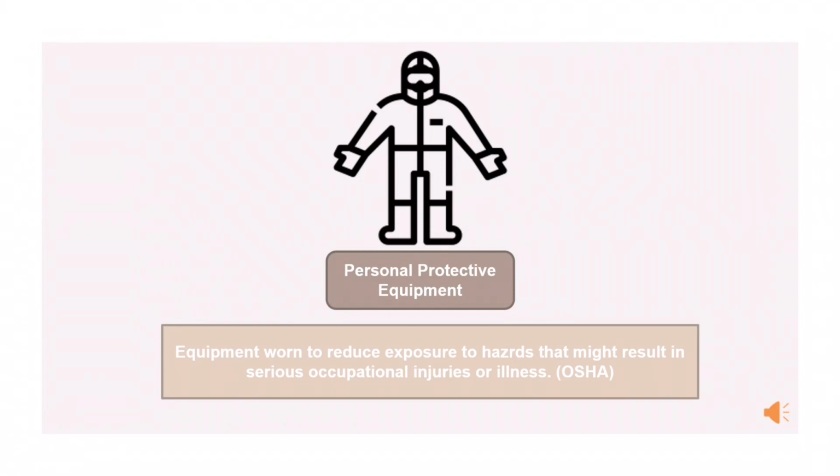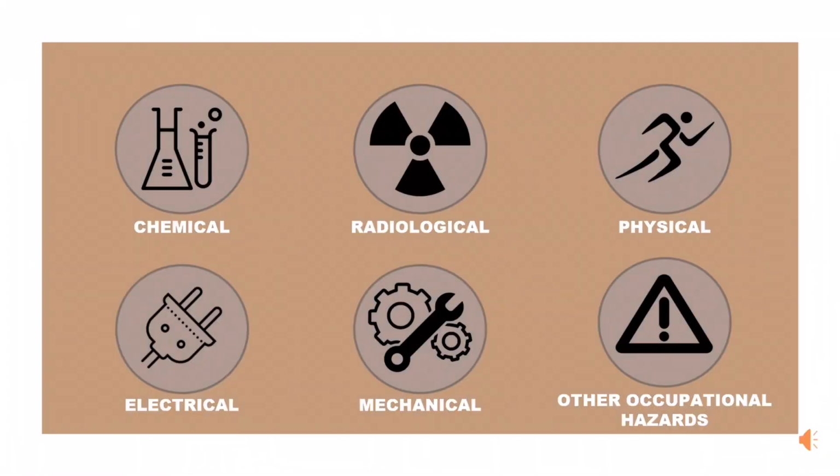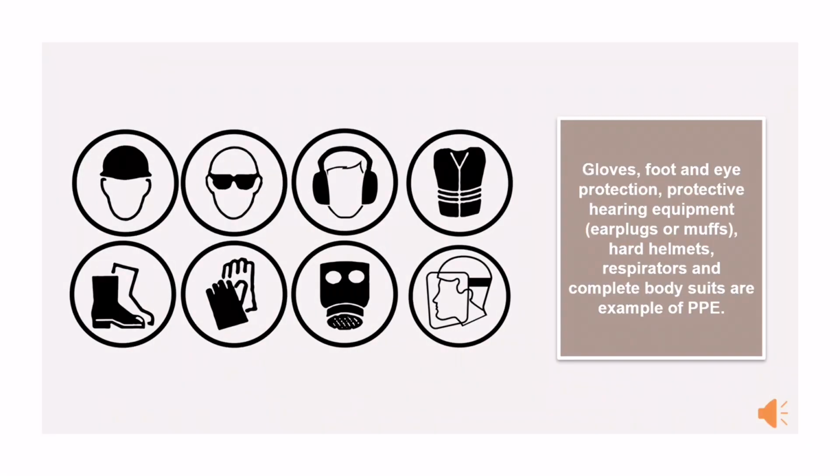According to the Occupational Safety and Health Administration, personal protective equipment or PPE is equipment worn to reduce exposure to hazards that might result in serious occupational injuries or illness. The injuries and illness may be caused by chemical, radiological, physical, electrical, mechanical, and other occupational hazards. PPE is an important preventive measure in the workplace. Gloves, foot and eye protection, protective hearing equipment, for example earplugs or muffs, hard helmets, respirators, and complete bodysuits are examples of PPE.